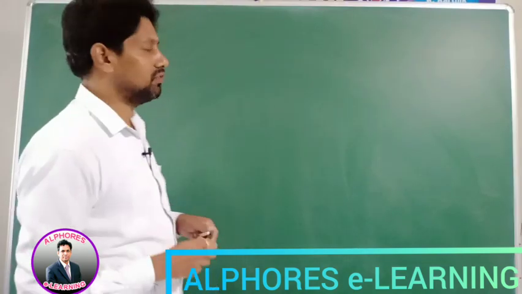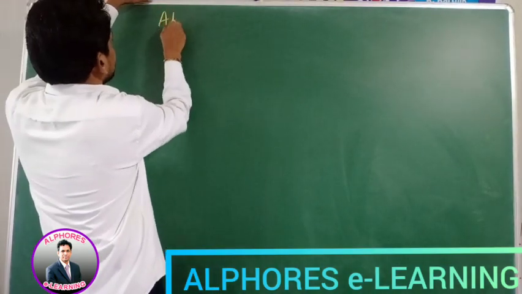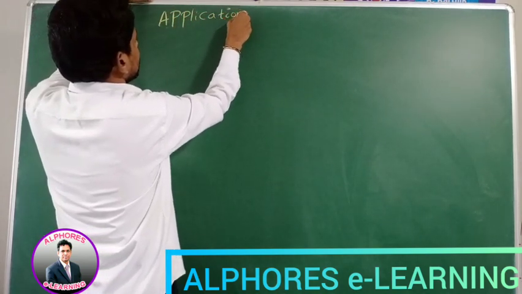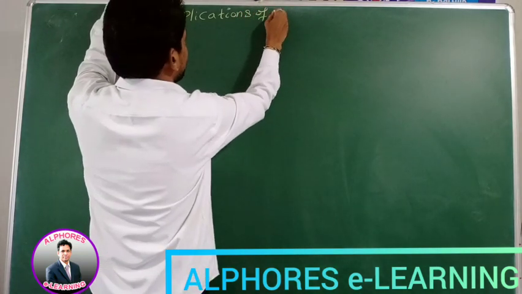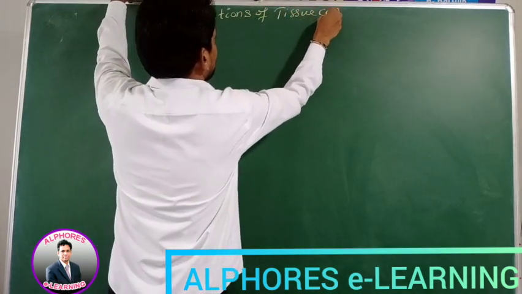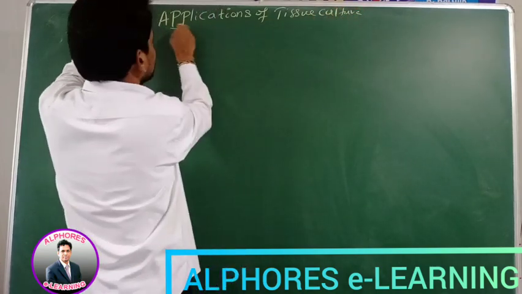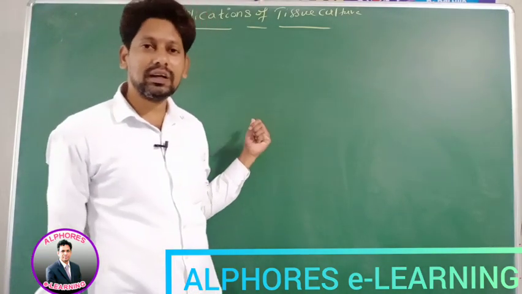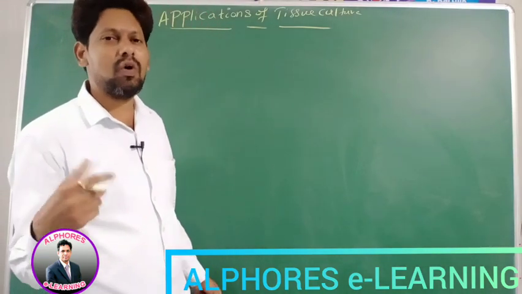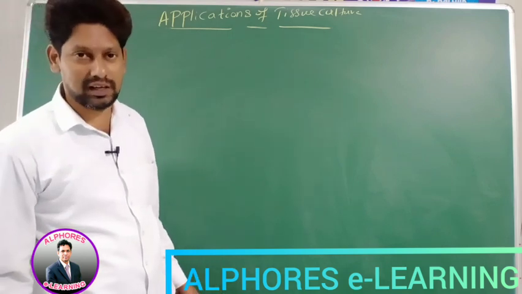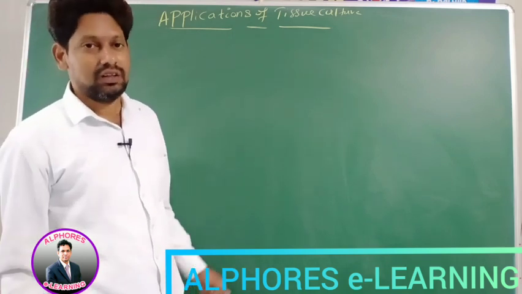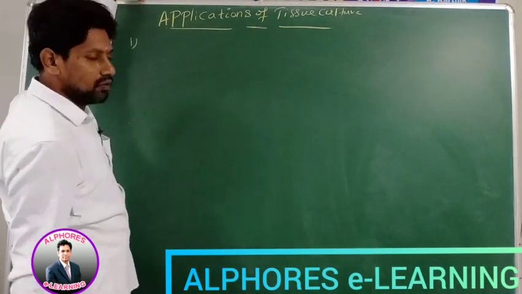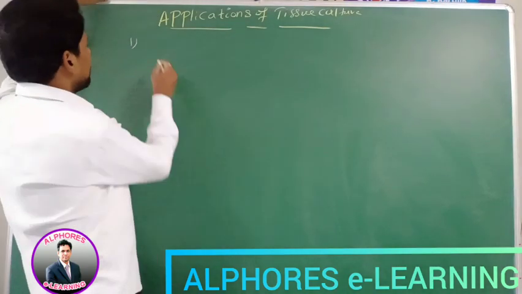Go for applications of tissue culture. Now see, during tissue culture we produce more number of plants in less period of time, in less space. That's why we are calling it micropropagation. Therefore, what is the first application of tissue culture? Micropropagation.